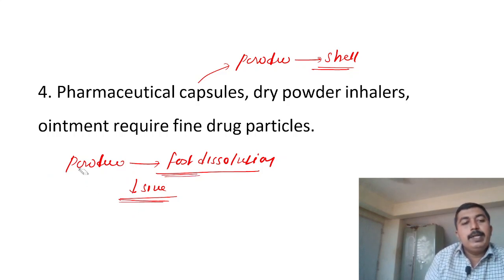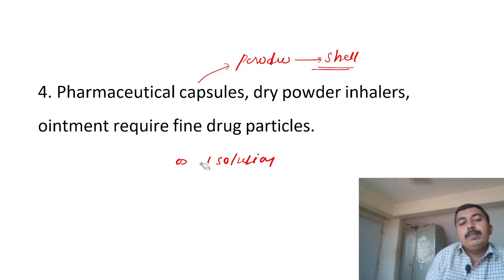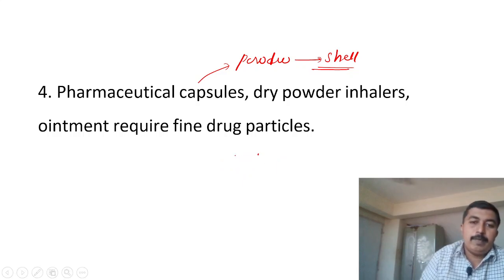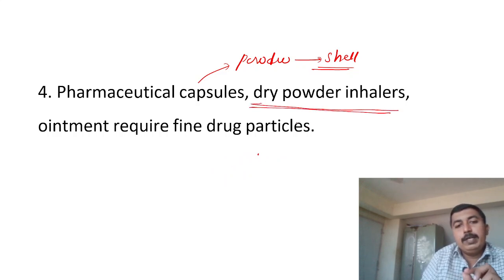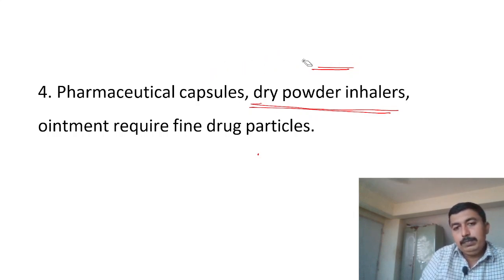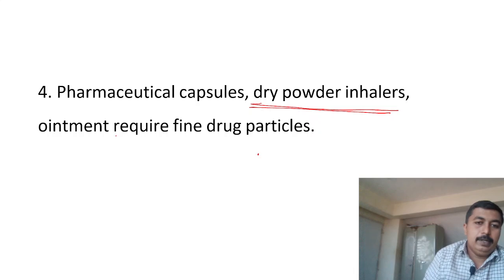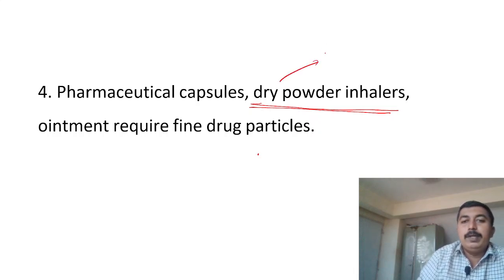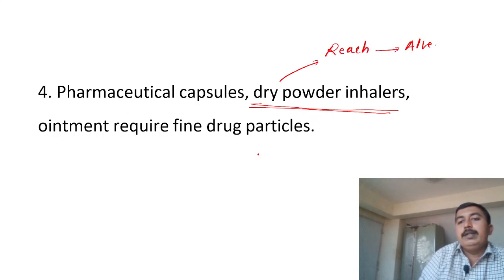Next, dry powder inhalers, especially for management of different disease conditions associated with the respiratory tract. For example, for management of asthma, we require a dry powder inhaler. The powder is packed in a small capsule, and later on it is inspired through the mouth into the respiratory tract, and this dry powder inhaler releases the powder in the respiratory tract. So where should the powder reach? Respiratory tract means the powder should reach the alveoli, and powder will reach the alveoli if it has less size.